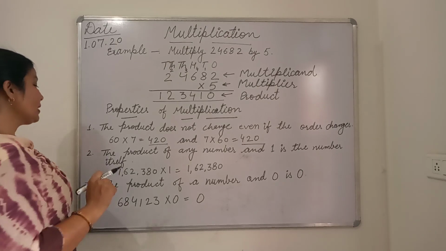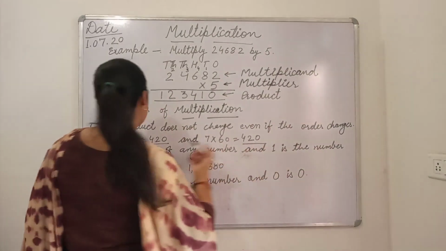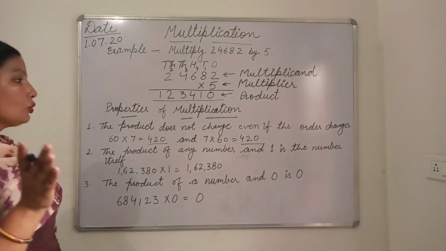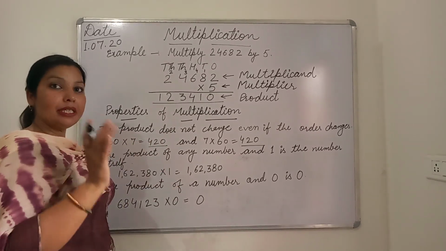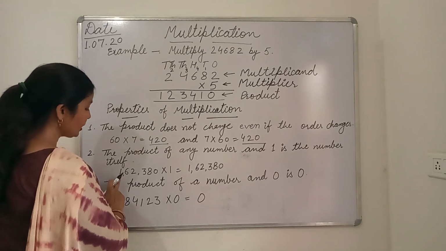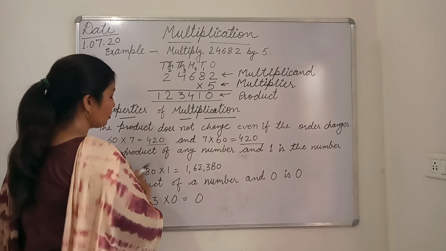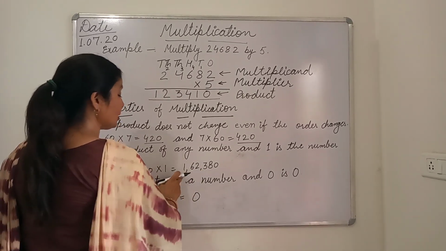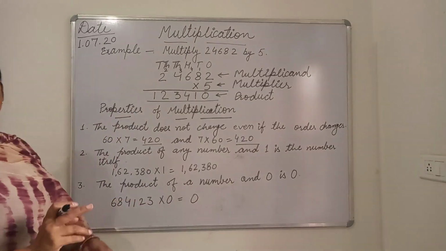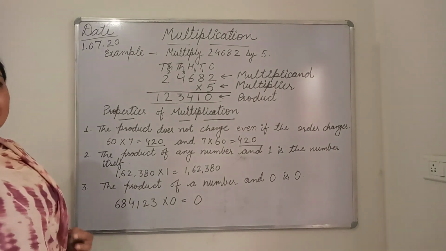Then the next property is that the product of any number and 1 is the number itself. Whenever any number is multiplied by 1, we get the product as the number itself. Okay. You can see here 1,62,380 multiplied by 1. When we multiply by 1, we get the same answer, 1,62,380. That means the product will remain the same. There is no change whenever we multiply by 1.